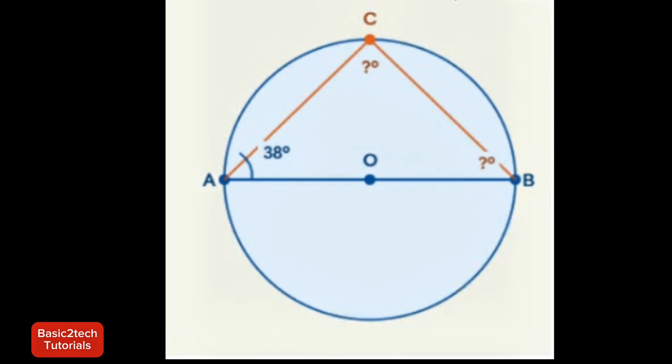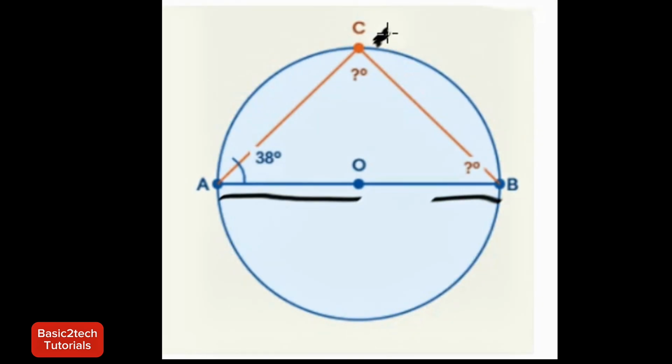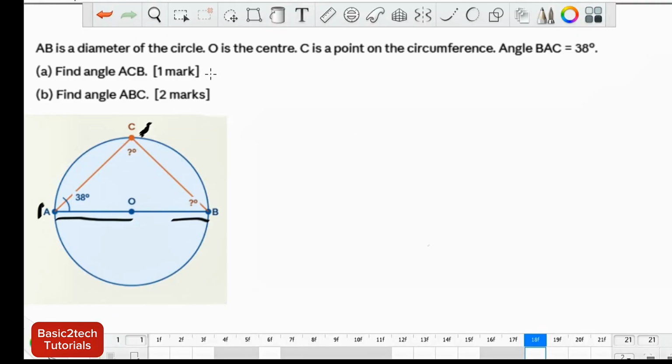Now, for this question, AB is a diameter, O is the center, C is a point on the circumference, angle BAC is 38 degrees. We're asked to find angle ACB and angle ABC.